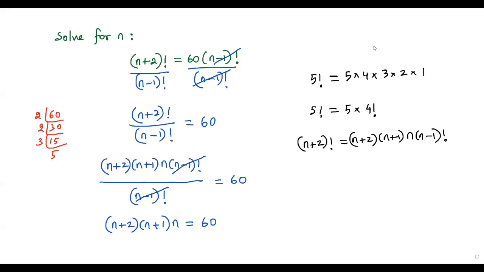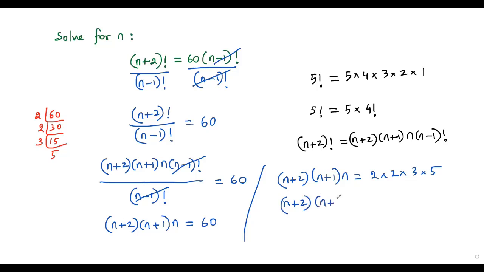So now (n+2) times (n+1) times n equals, and 60 can be written as 2 times 2 times 3 times 5. So 2 times 2 is 4, 4 times 3 is 12, 12 times 5 is 60. Now we have a product of four numbers, but we have to write this as a product of three consecutive numbers in descending order. It's very simple. When I multiply 2 and 2, I get 4. So it's 4, 3, 5.